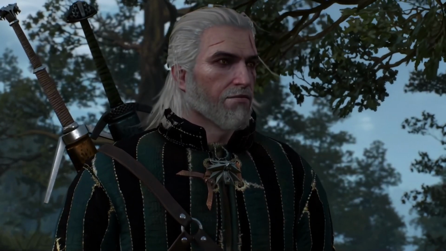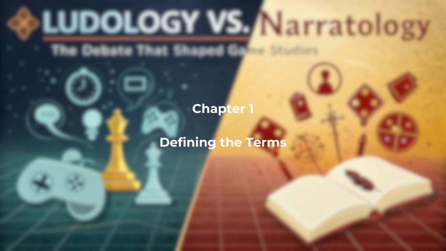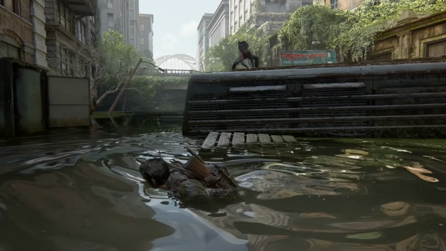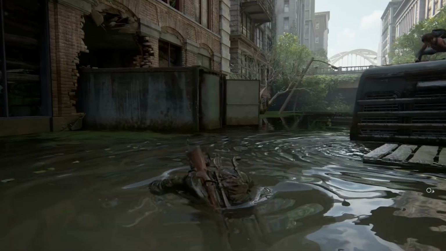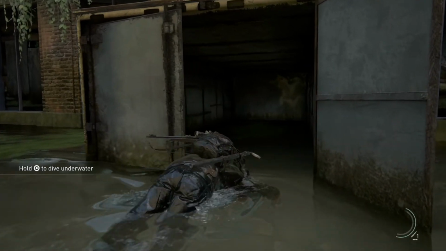Let's begin by defining our two key terms, ludology and narratology. Ludology comes from the Latin word ludus, meaning play, and refers to the study of games with a focus on their systems, mechanics, and rules.